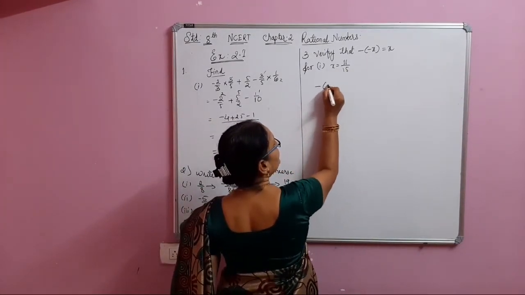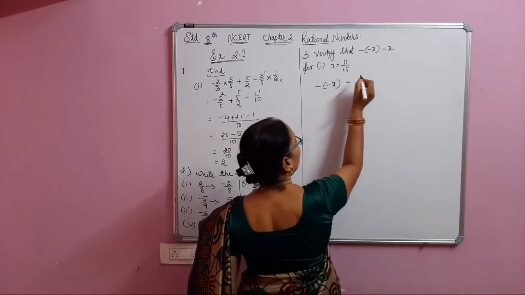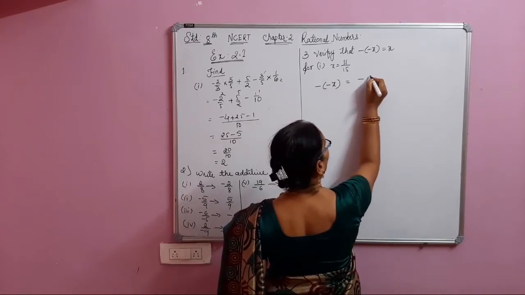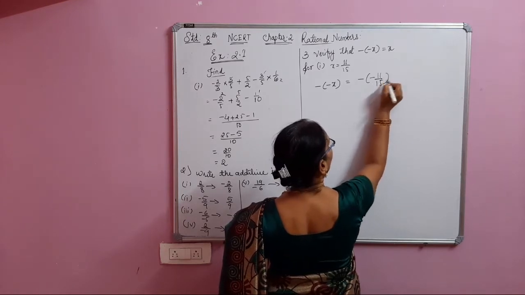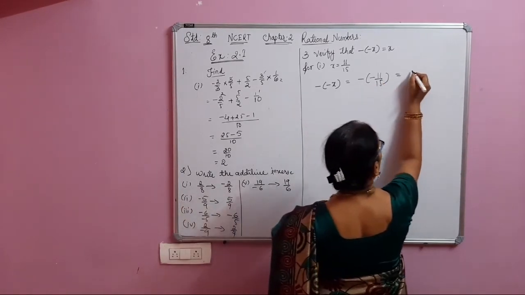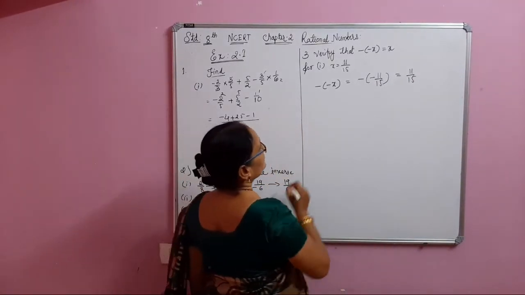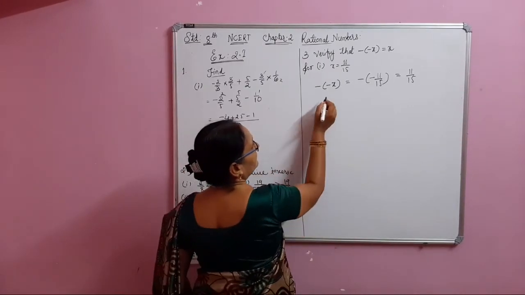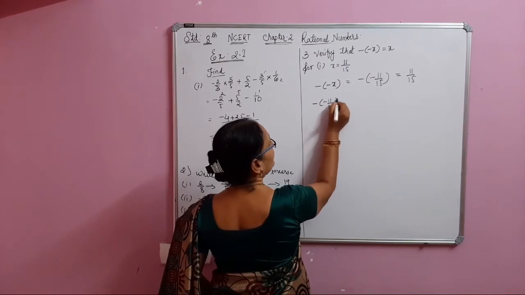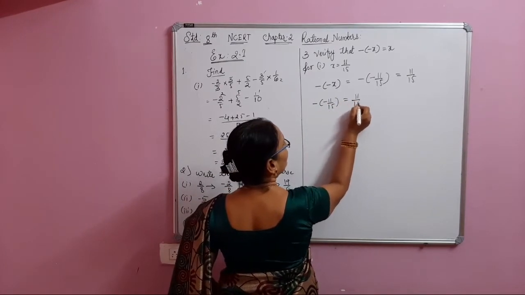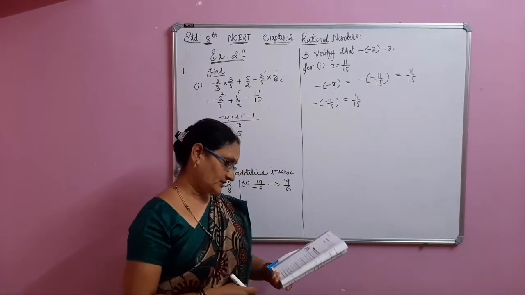Given x, minus into bracket minus x. Here what is x? x is 11 by 15. Minus of minus 11 by 15 is equal to minus into minus, plus 11 by 15. So here we can verify: minus of minus 11 by 15 is equal to 11 by 15. This is the verification. Same way you can do for the next one also.